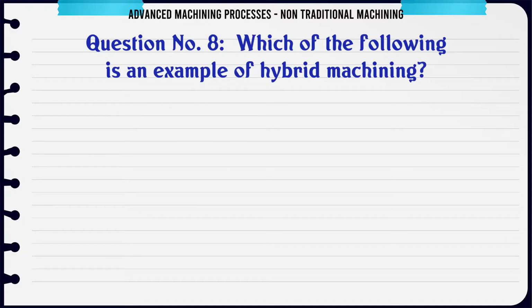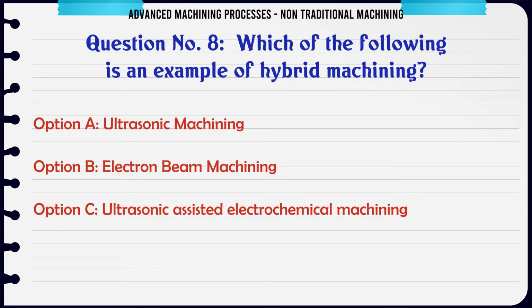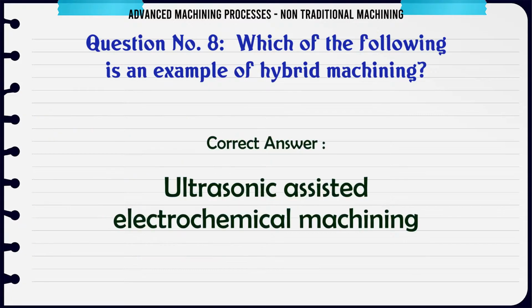Which of the following is an example of hybrid machining? A. Ultrasonic machining, B. Electron beam machining, C. Ultrasonic assisted electrochemical machining, D. Laser beam machining. The correct answer is ultrasonic assisted electrochemical machining.